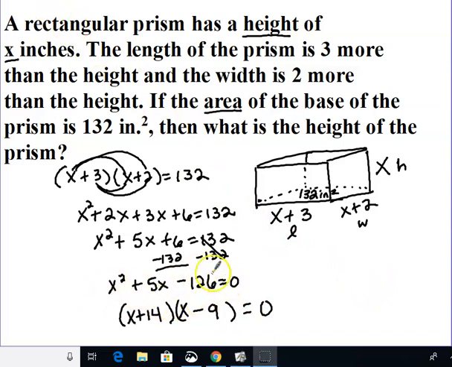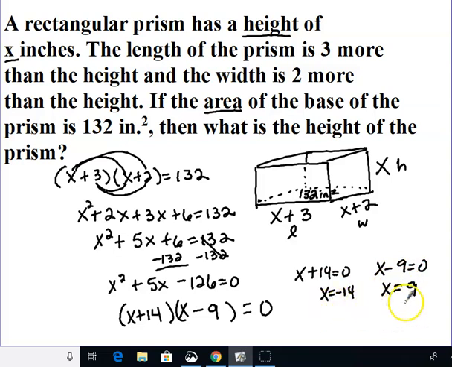The question you would ask yourself is what multiplies to give you negative 126 that would subtract to give you a positive 5? 14 times negative 9 is negative 126. 14 minus 9 is 5. So this is what it would look like when you factor. Then you need to set each one of these parentheses equal to 0, which basically gives you the opposite of what you see here. So opposite of a positive 14 would give you a negative 14. Opposite of a negative 9 would give you a positive 9.